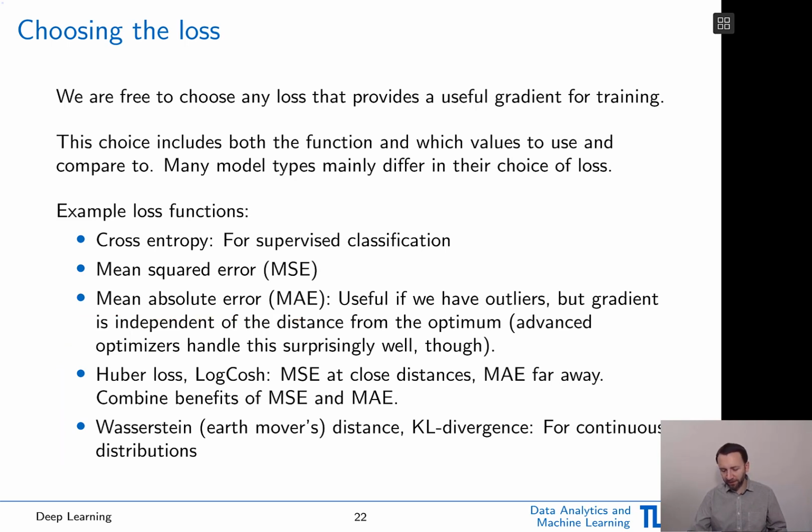The mean absolute error, for example, is specifically useful if you have outliers. This mean absolute error is also not the easiest to use in gradient-based training, because the gradient is independent of the distance from the optimum. It looks like this: the gradient is always 1 or minus 1. So it's not the nicest and most informative gradient, but nowadays, with the new optimizers, it is possible to handle this. Again, this is often helpful if your data has outliers, in a regression setting, for example.